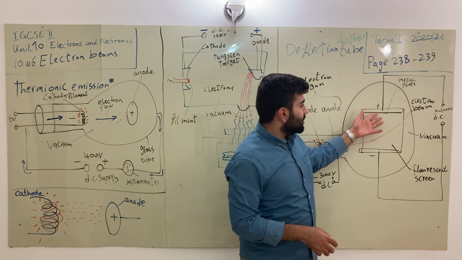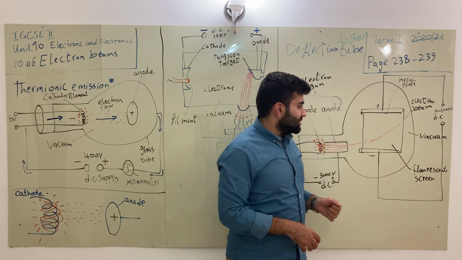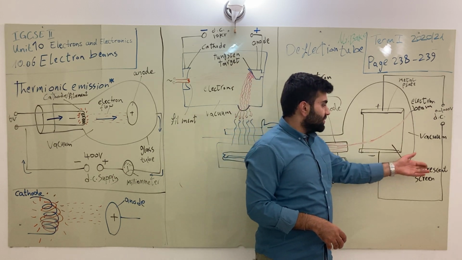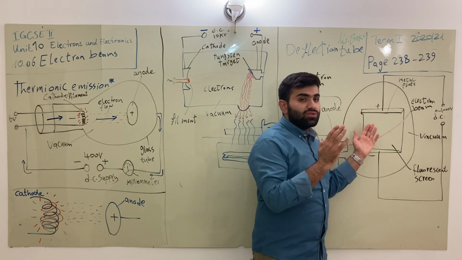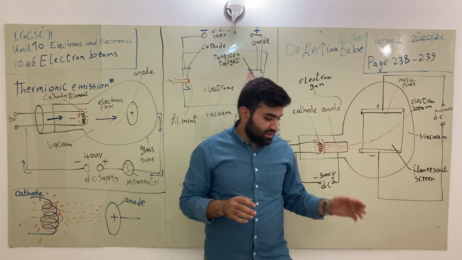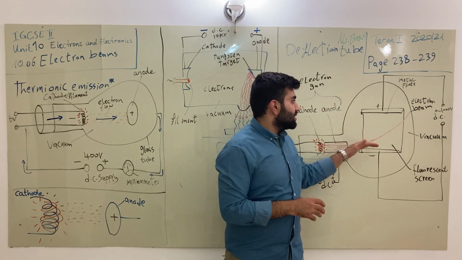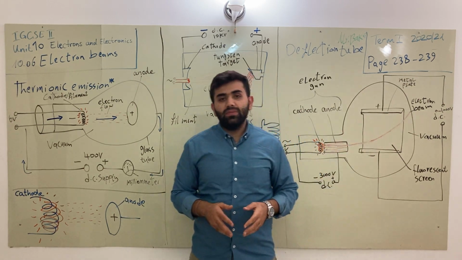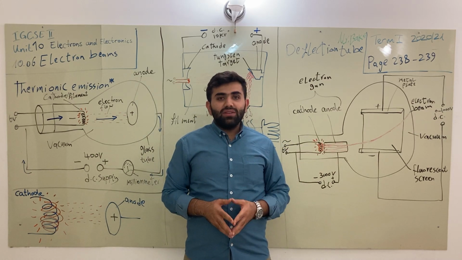Either way, we are applying voltage to this plate, the metal plate, and the fluorescent screen, or by putting two magnets, as you can see in page 239, and it also will make the electrons curve or deflect. That was our lesson for today.